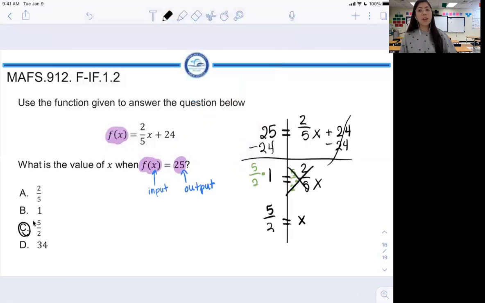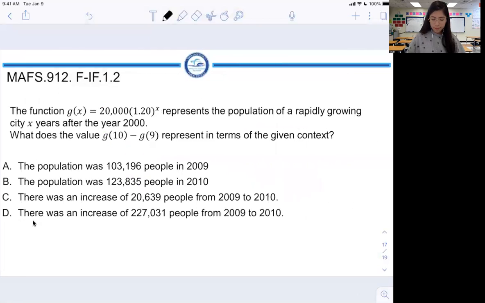Okay, you have to read the question carefully. I promise you, if you had plugged in 25, you would have chosen the wrong answer. You would have gotten 34, and that would have been wrong. Read it carefully. All right, we have about 3 more minutes remaining.